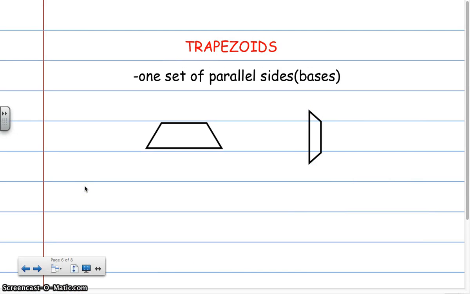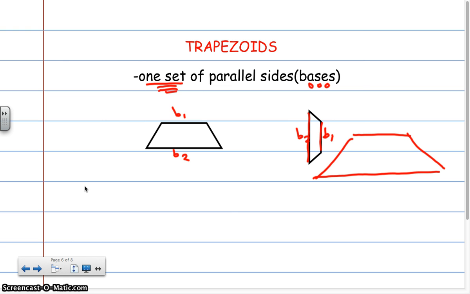Okay, trapezoids. Definition of a trapezoid: we have specifically one set of parallel sides. The parallel sides of a trapezoid are called the bases. We call them base 1 and base 2. Notice here, I just rotated it a little bit, because they'll try to give it to you like that. My bases are the parallel sides, so B1 and B2. What I usually do is call my smaller base B1. It really doesn't matter, okay?